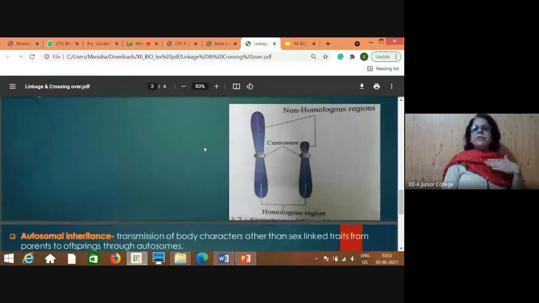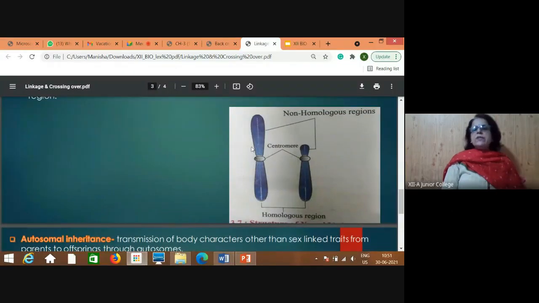See here. This is the structure of the chromosome. This is the X chromosome and this is the Y chromosome. This is the centromere, the point of attachment of the two chromatids. A single chromosome is made up of two chromatids growing parallel, and the point of attachment is called the centromere. This longer one is the X chromosome and this shorter one is the Y chromosome. From the centromere here, this part is similar in both X and Y chromosomes, so this region is called the homologous region.